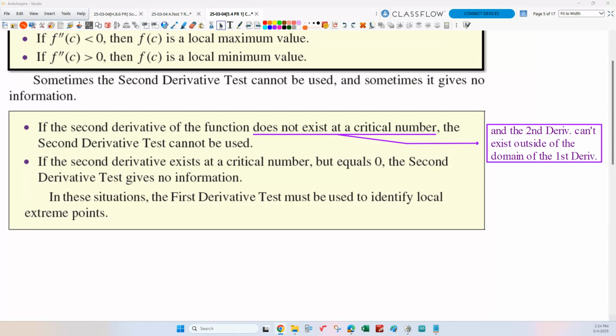So the domain of the first derivative is always less than or equal to the size of the domain of the function. The same would have to be true for the second derivative: the domain of the second derivative would always be equal or smaller than the domain of the first derivative. You get the idea. Okay, what else could happen? If the second derivative exists at a critical number but equals 0, then that also doesn't tell you anything, right? That doesn't have a concavity, and so you can't use the second derivative test. So it gives you no useful information. And in either case, you would just revert back to the first derivative test, and that would answer the question.